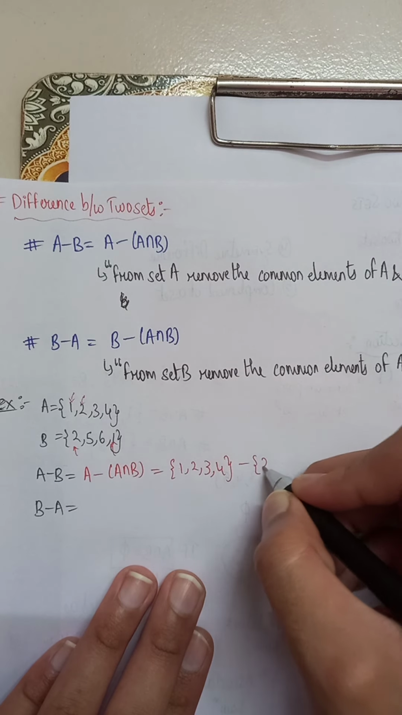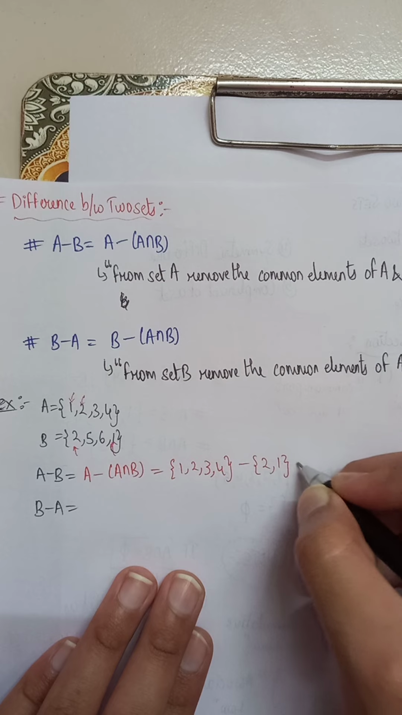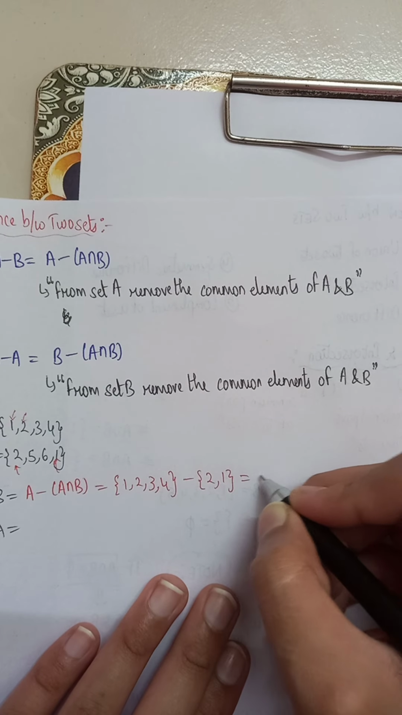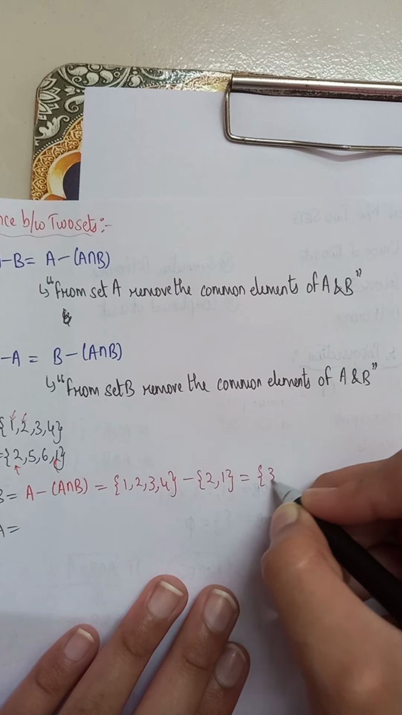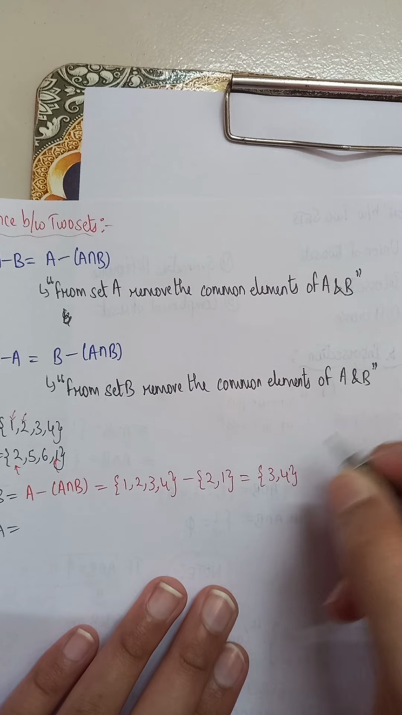When you're doing A intersection B, you get 2, 1. So you need to remove 2 and 1. So the answer is 3, 4.